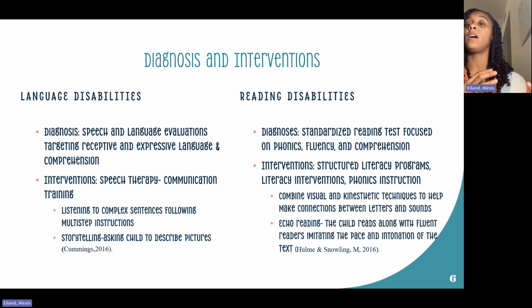So a diagnosis can be standardized reading tests focused on phonics, fluency, and comprehension. And some of the interventions used after the scores from the test would be structured literacy programs, literacy interventions, or phonetic instructions. And these can all be through the public school system through pull-out programs or reading literacy programs. So some specific examples of those programs can be combining visual aids to kinetic techniques to help make connections between letters and sounds, and also echo reading. The child reads along with a fluent reader and imitates the pace and intonation of the text, and then hopefully they can do that on their own.